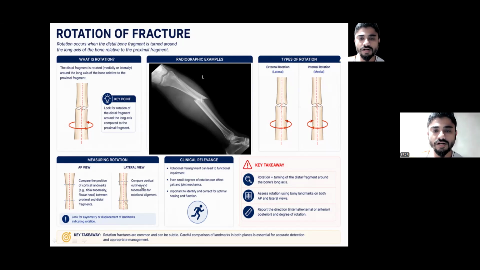What is the clinical relevance? Basically, whenever orthopedics encounter rotational kind of fractures, all these patients are surgical candidates because they need to fix the long axis of the bone. If this is not fixed, then the patient will develop functional impairment. Even a small degree of rotation can affect gait and joint mechanics. It is important to identify and correct for optimum healing and function. Understood about the rotational fractures?